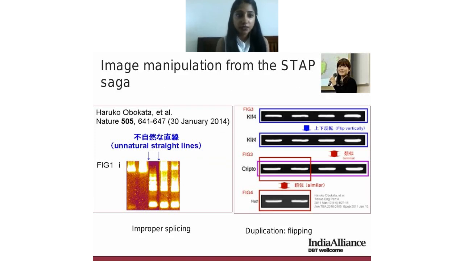Similarly, Dr. Obokata also spliced a lane into the gel without indicating where. And the other thing she did was duplication. If you look, a very keen eye will be able to see that these two bands, she has not only duplicated them, but she has flipped them. She's inverted them. So this is playing around with the image, and this is playing around with data, which is an absolute no-no.